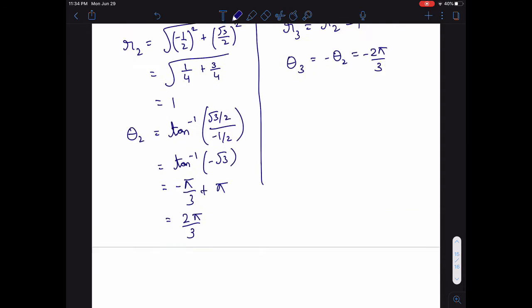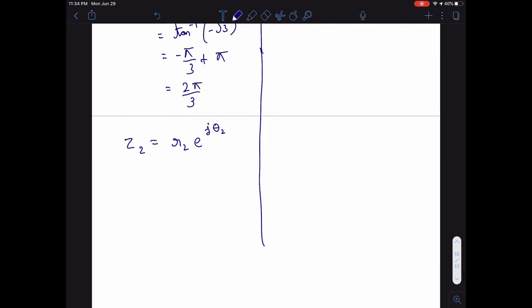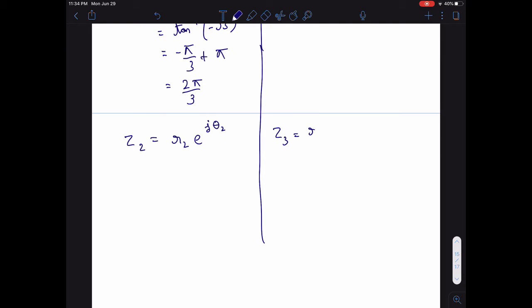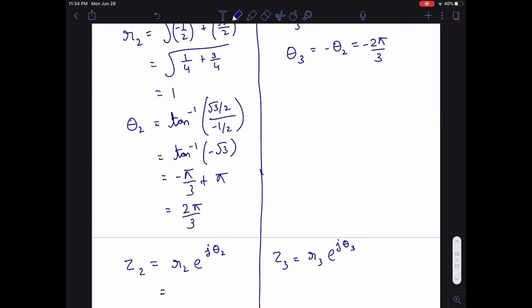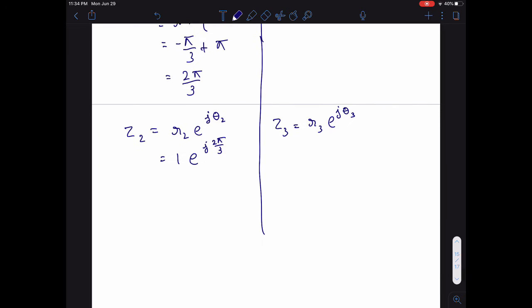So z2 here would be r2 e power j theta 2, and z3 would be r3 e power j theta 3, where r2 is 1 and theta 2 is 2 pi by 3, while r3 is also 1 and theta 3 is minus 2 pi by 3.